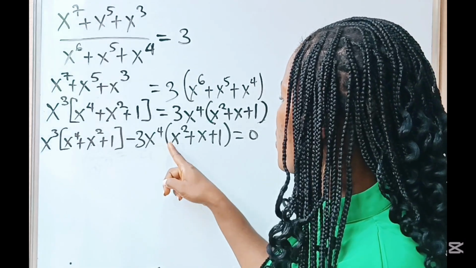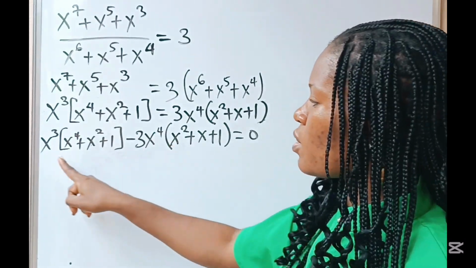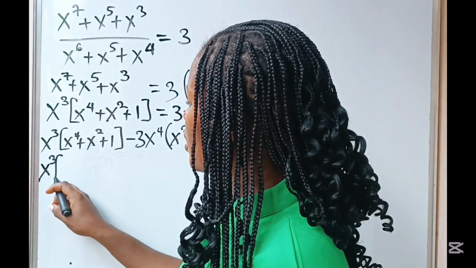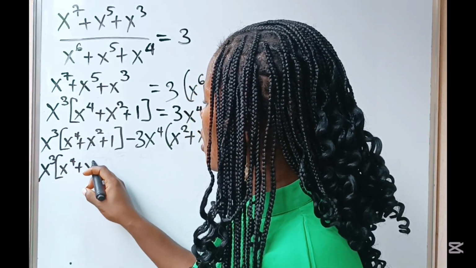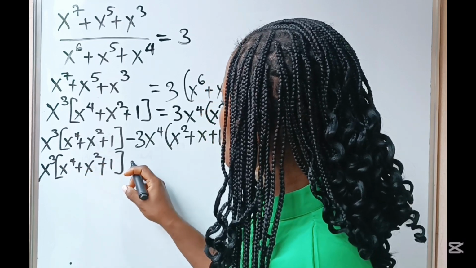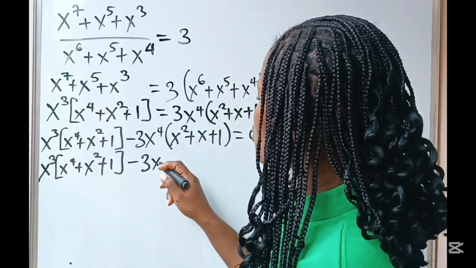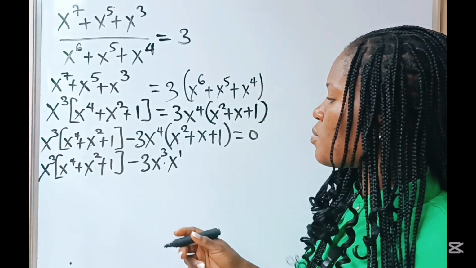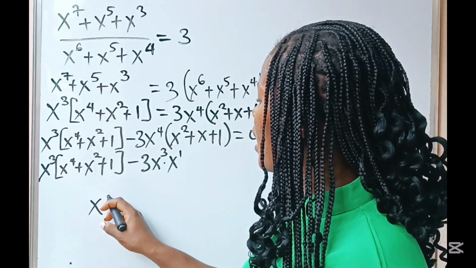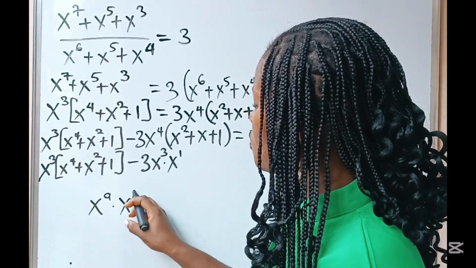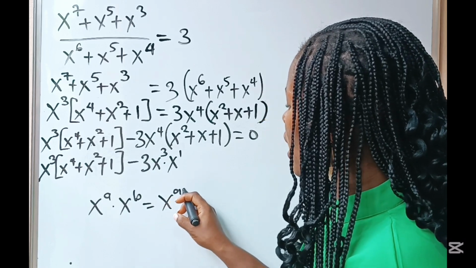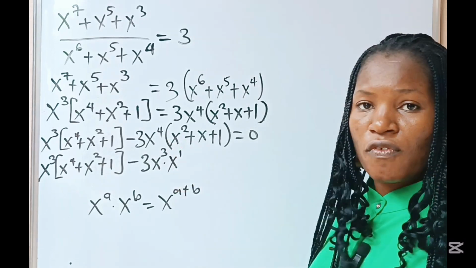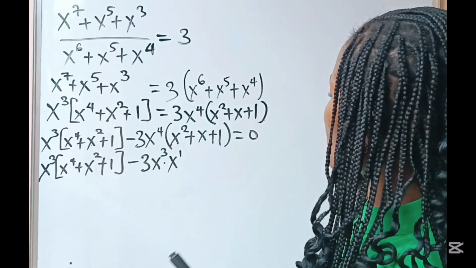Now we can actually factorize x to the power of 3 from here, because I want to bring out this x to the power of 3 from both of them. So if we do that, we have this x to the power of 3 into x to the power of 4 plus x to the power of 2 plus 1 minus 3x. This can be written as 3x to the power of 3 multiplied by x to the power of 1. Yes, because when you have x to the power of a multiplied by x to the power of b, this is the same thing as x to the power of a plus b. So you see that 3 plus 1 will still give me 4. Okay, all right, now we continue.